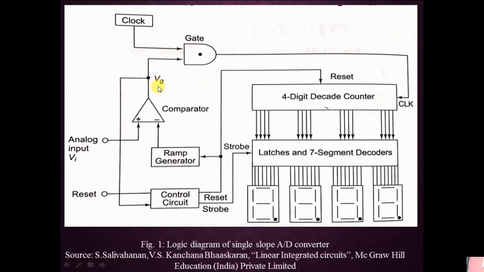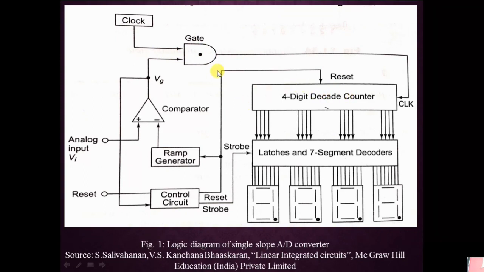This allows the clock pulse to pass to the input of the counter through the AND gate. Here this is the clock pulse and this is the AND gate, and the clock pulse passes through this gate, and the counter starts counting from 0 onwards.